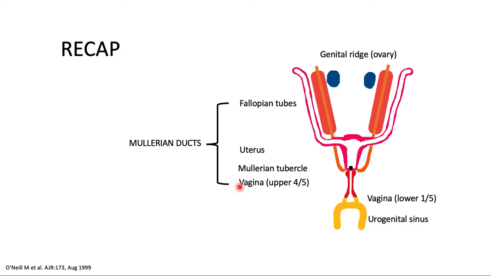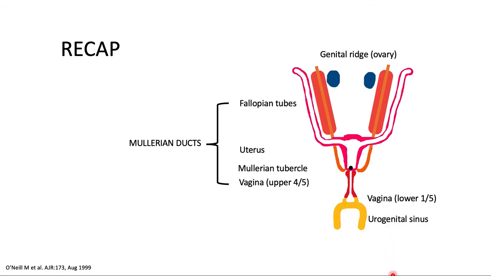Now, in Mullerian duct agenesis, will you have ovaries? Yes, because it comes from another structure, and that's the genital ridge. Will there be breast development? Since breast development results from estrogen coming from the ovaries, then yes, there will be breast development in Mullerian duct agenesis. Will there be vagina? Well, yes, but only the lower portion of the vagina will be present.